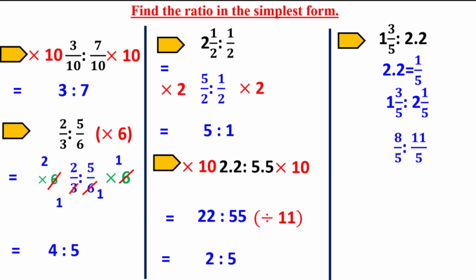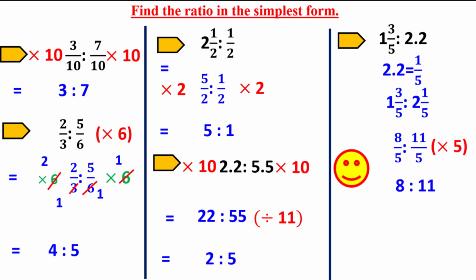We will write the mixed numbers as improper fractions. We studied before. 1 times 5, it will be 5, plus 3, it will be 8/5. 2 and 1/5 we can write as 11/5. Multiplying the two terms of the ratio by 5, we will get 8 to 11.